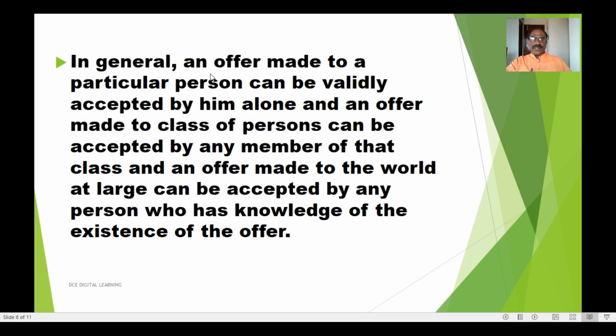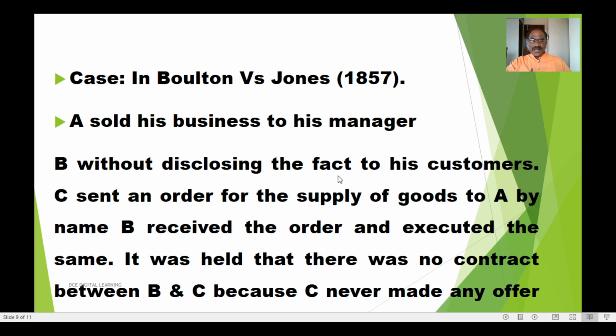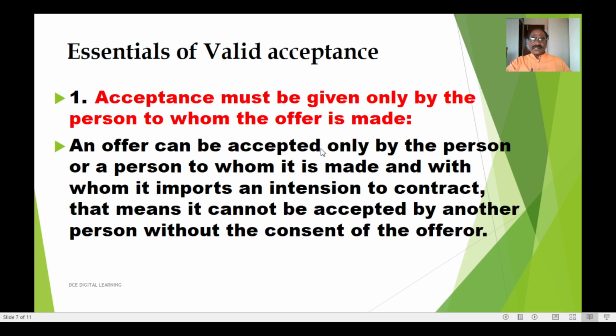In general, an offer made to a particular person can be validly accepted by him alone, and an offer made to a class of persons can be accepted by any member of that class, and an offer made to the world at large can be accepted by any person who has knowledge of the existence of the offer. So here, first let us see that the acceptance must be given only by the person to whom the offer is made.